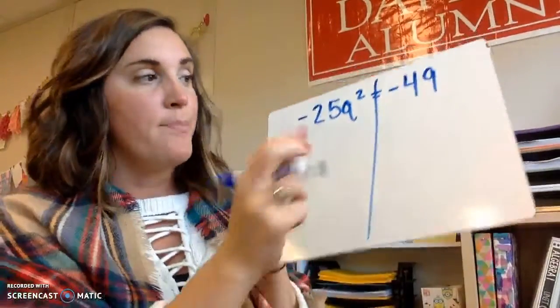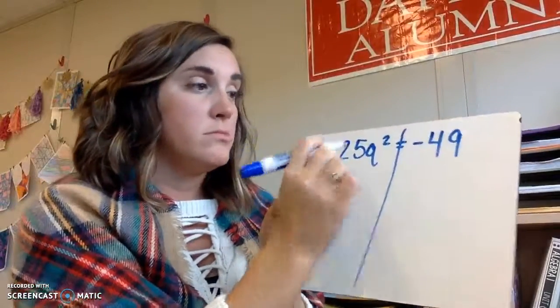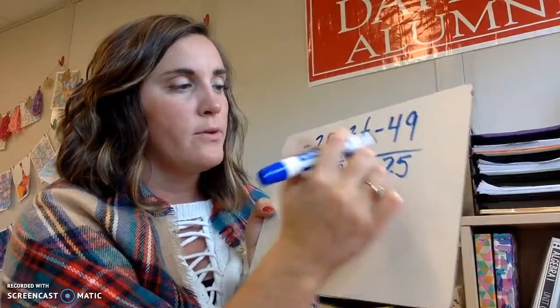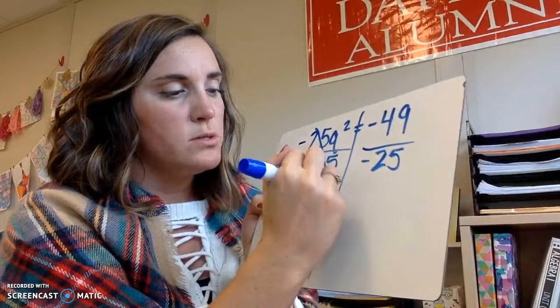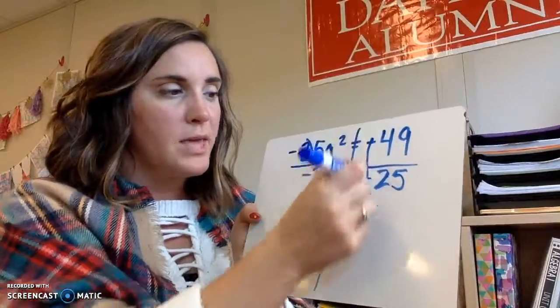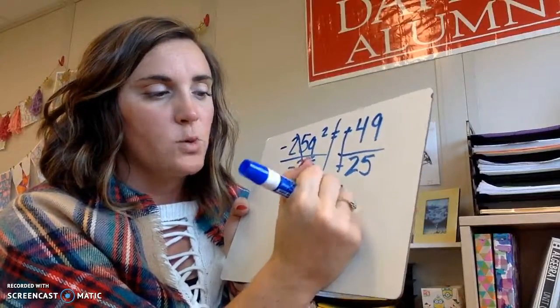Number 16, negative 25q squared equals negative 49. Okay, we're multiplying negative 25 times q squared. So that is your cat here. This negative 25 is hanging out and it's got to move. So you're left with q squared equals, well, the negative on the top and the bottom are going to cancel out, becoming positive. So you're left with 49 over 25.